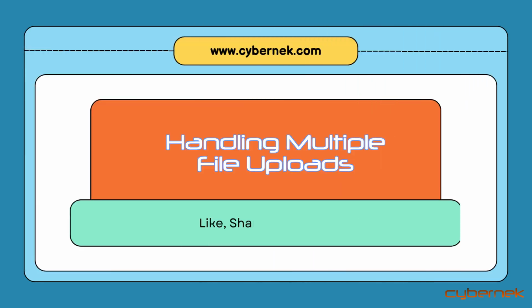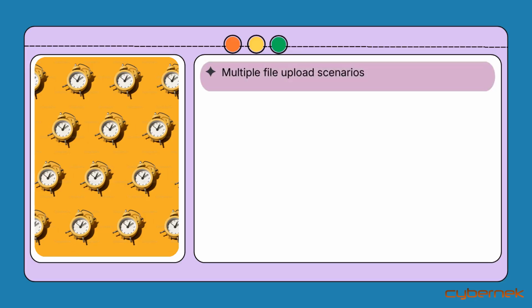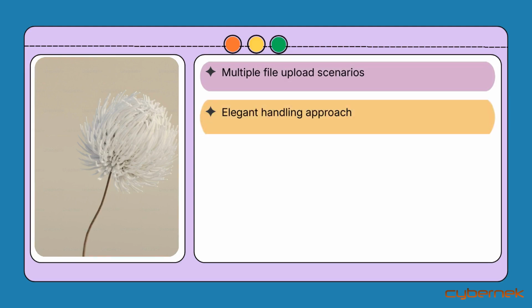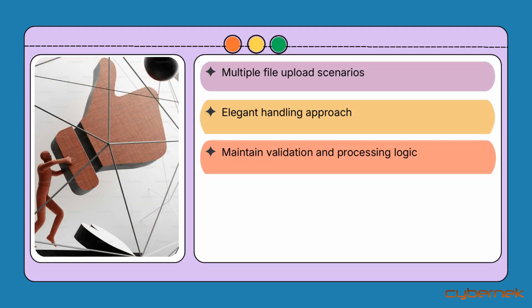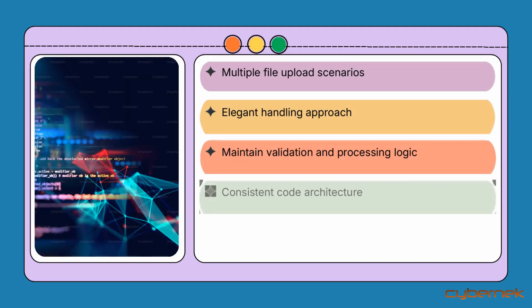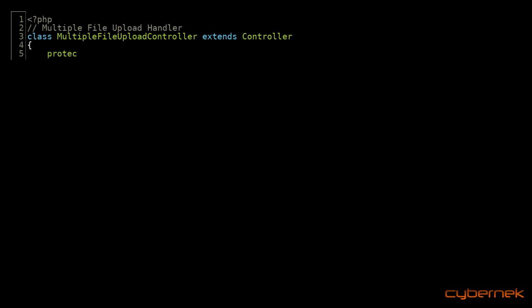Handling multiple file uploads. Sometimes one file just isn't enough. Here's how to handle multiple files elegantly while maintaining all our validation and processing logic. The MultipleFileUploadController extends Controller with ImageProcessor dependency injection through the constructor.